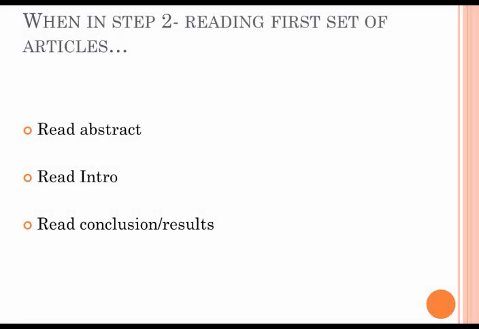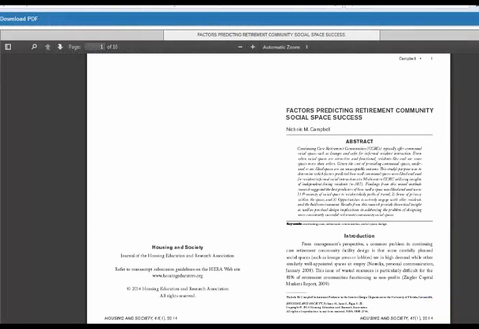When trying to figure out whether or not an article is going to be helpful for your project, first read the following specific parts. The abstract, found at the top of the article, is going to tell you a full summary of what the researchers did and their results. If that works out, then move on to reading the introduction to the study, and finally we want to look at the conclusion and results section.